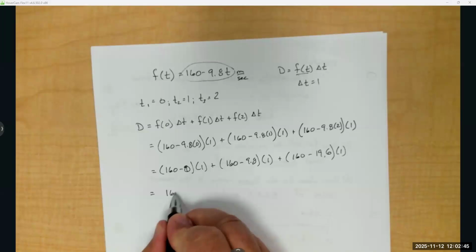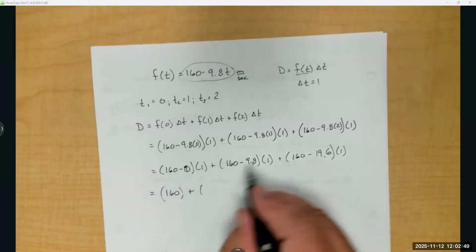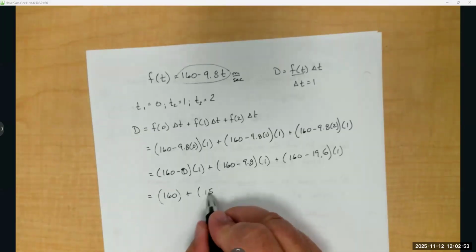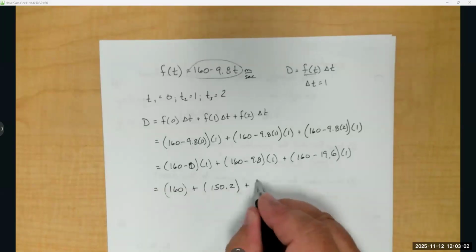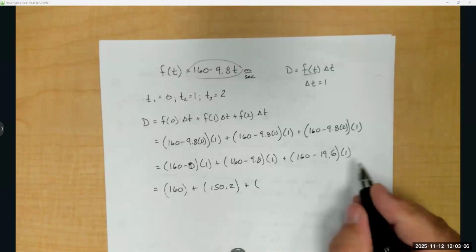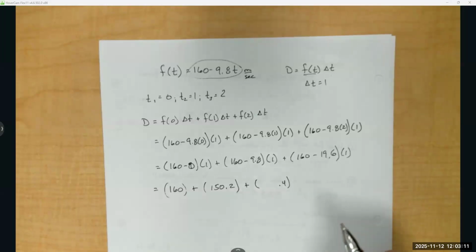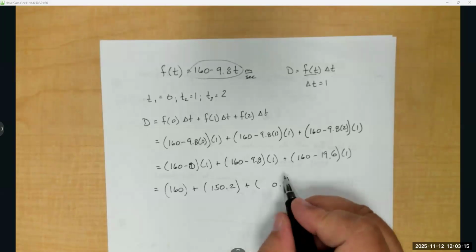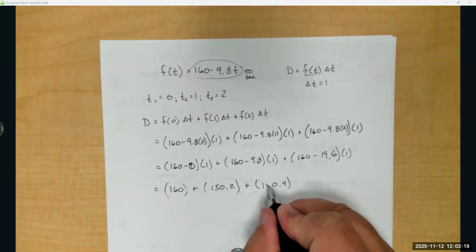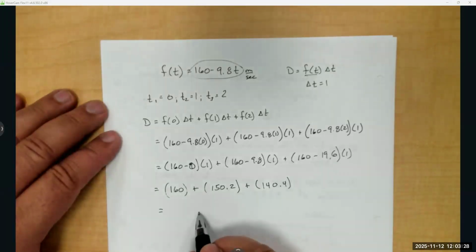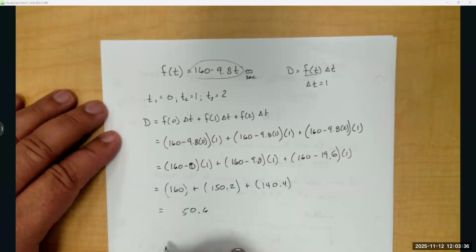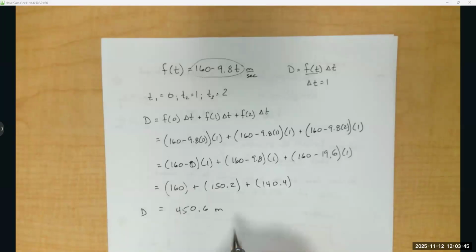So 160 minus 0 is 160. 160 minus 9.8 is 150.2. 160 minus 19.6 is 140.4. Add those together, it's 450.6 meters.